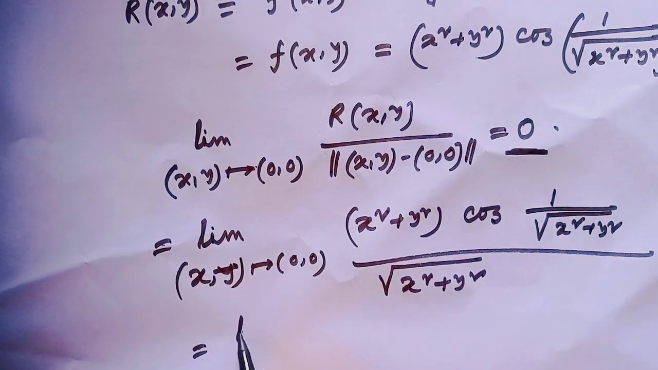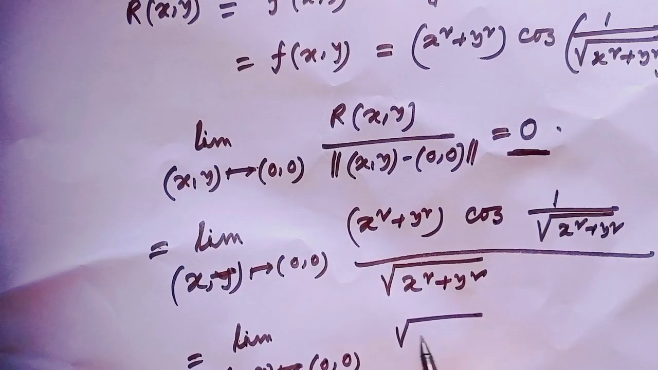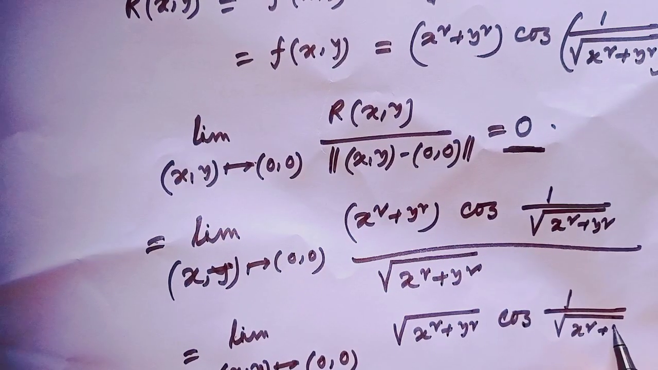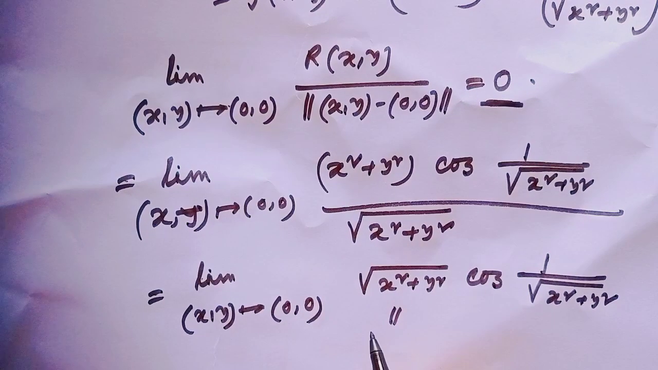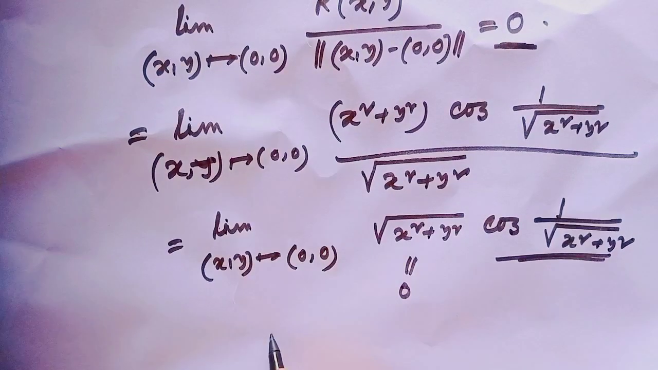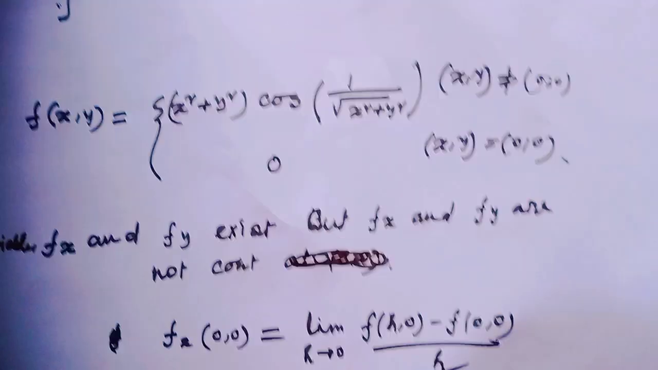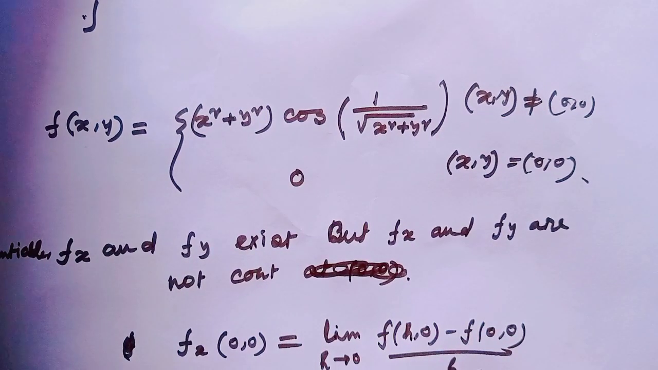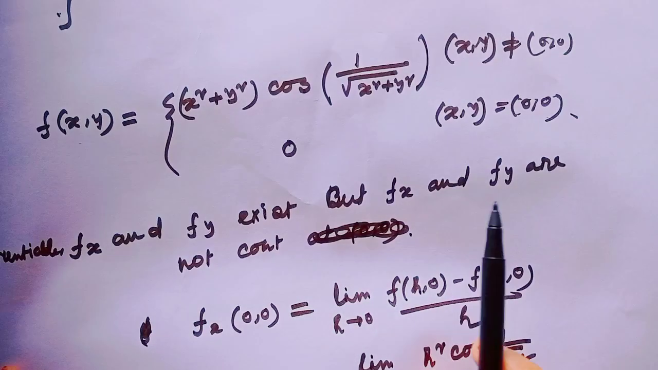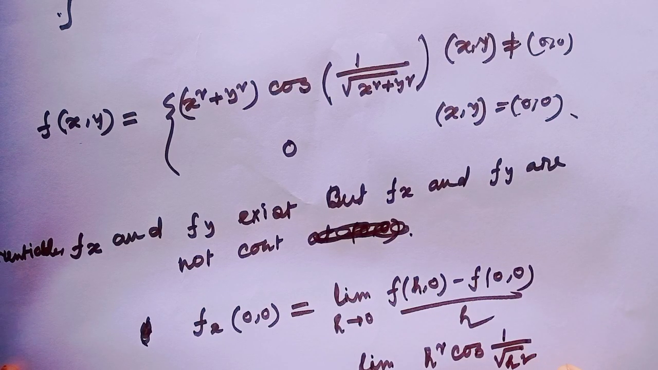By calculating, this value would be the limit as (x, y) tends to (0, 0) of square root of x square plus y square times cos 1 over x square plus y square. Similarly, this limit always would tend to 0 as (x, y) tends to 0, and this value is bounded, so this limit would be 0. Okay, that means this function is differentiable at the point (0, 0). Since the function is differentiable, that means the function is always continuous, because differentiability always implies continuity.